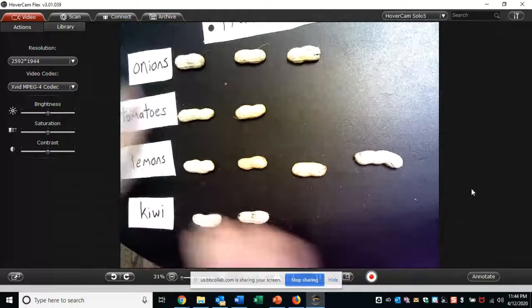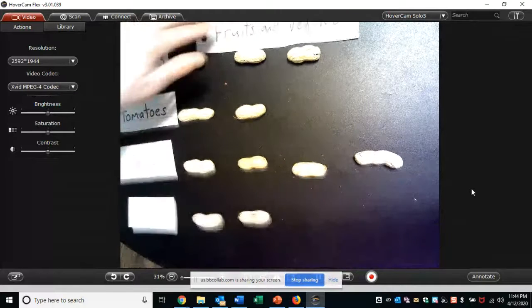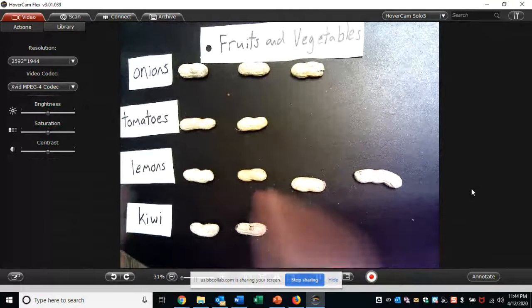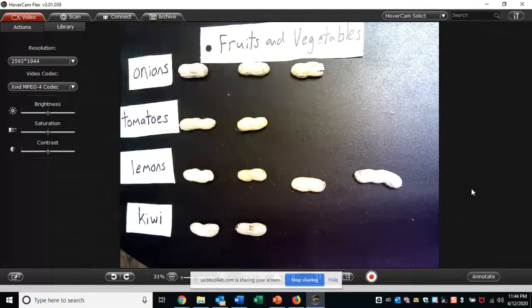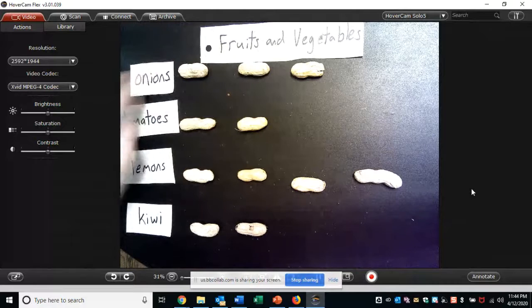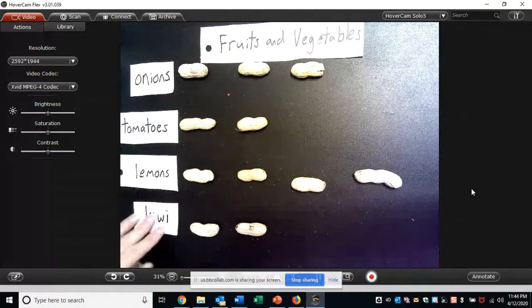And the information here is the exact same information. Let me move it up so you can see the title too. The information we have here is the exact same information as we had when we had the actual fruits and vegetables. These peanuts just stand in place of the actual fruits and vegetables now.